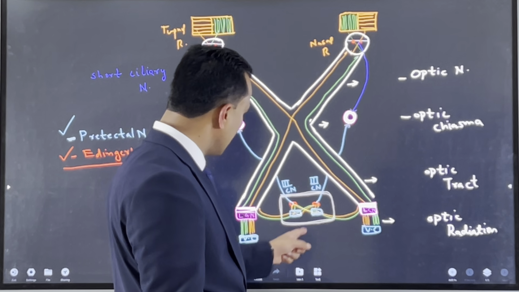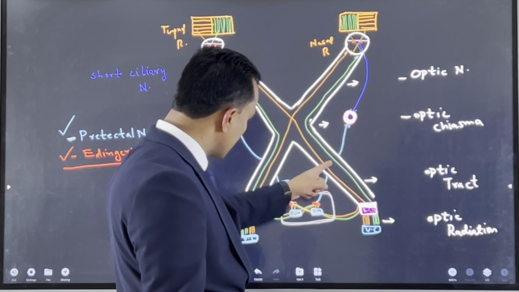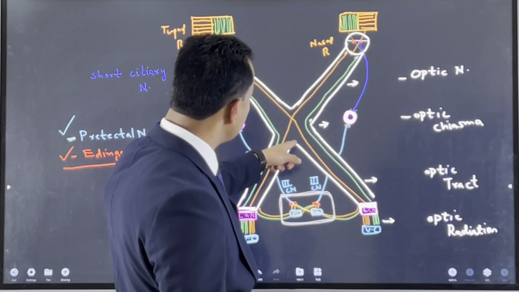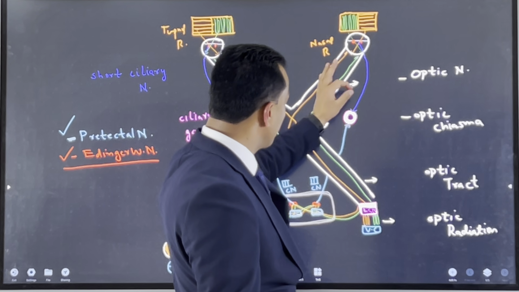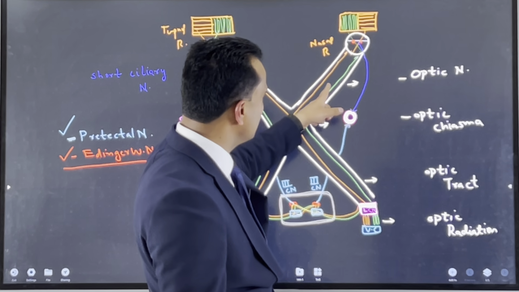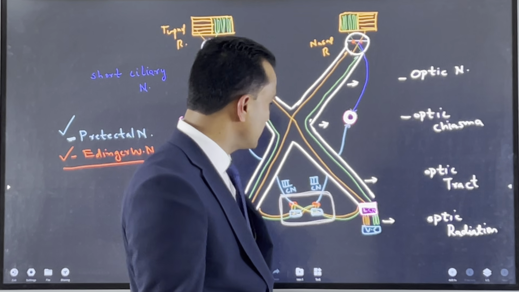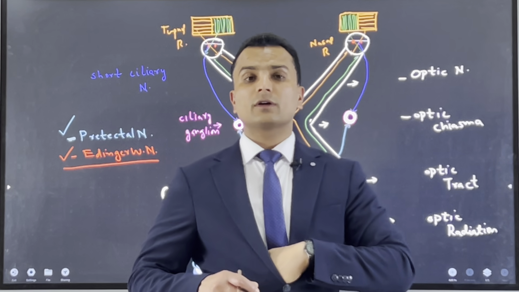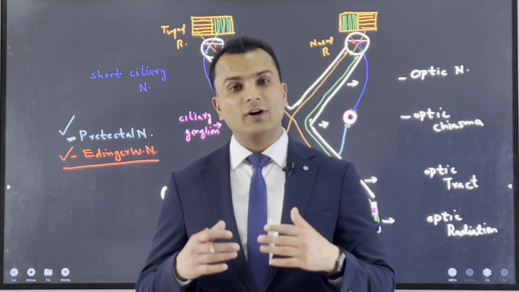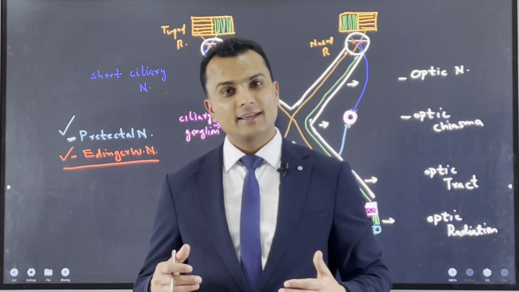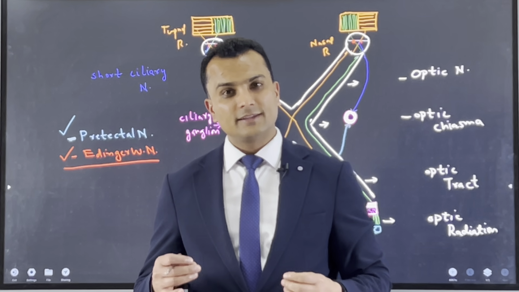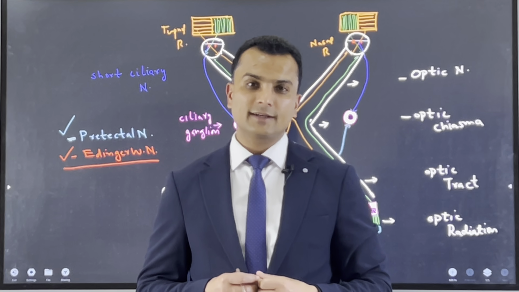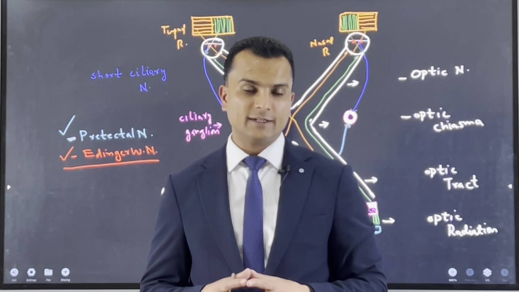Homonymous hemianopia in case of injury to the optic tract. Bitemporal hemianopia in case of injury to the optic chiasma. Anopia is the complete blindness of one eye in case of injury to the optic nerve. So you should draw this, watch this lecture again and again, recall this, and then you will have a clear concept about the visual field and the light reflex.